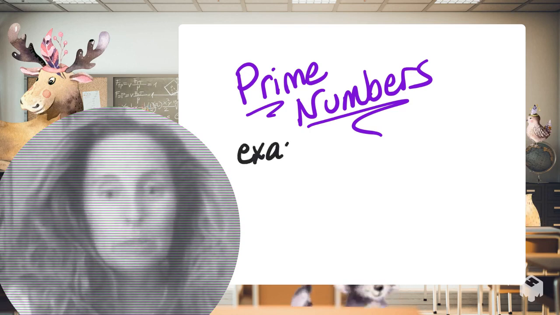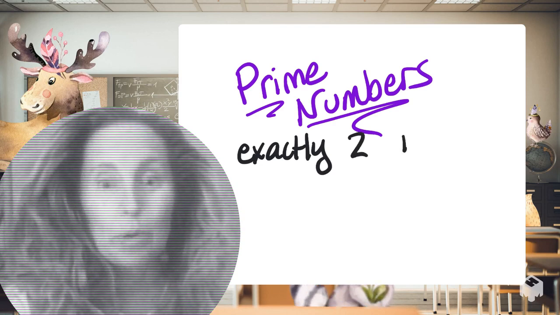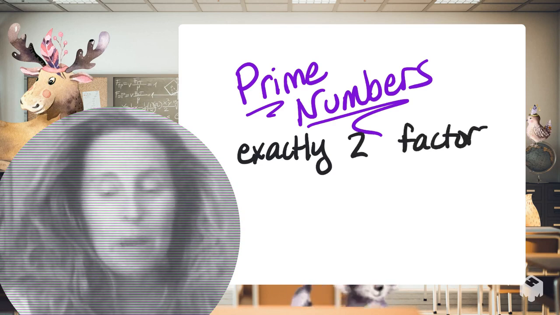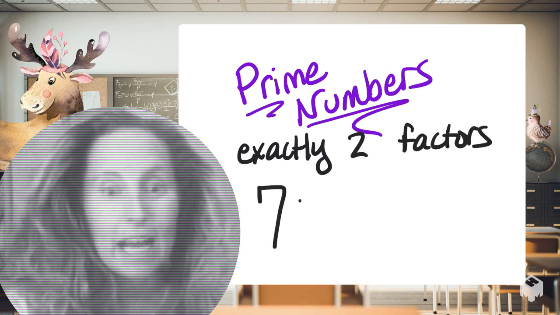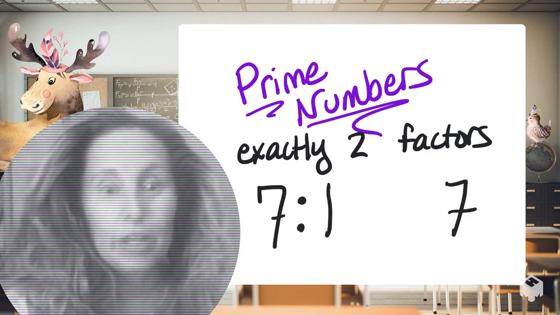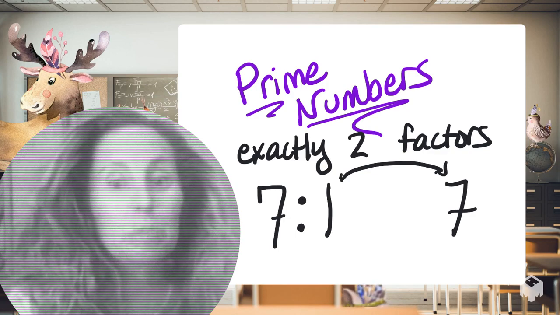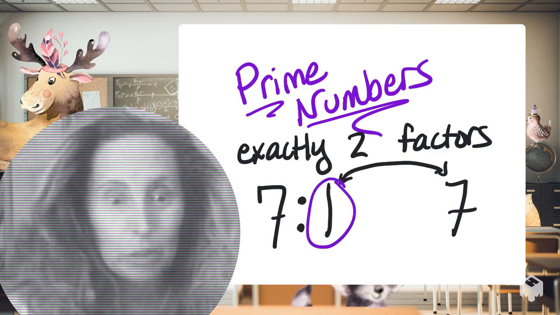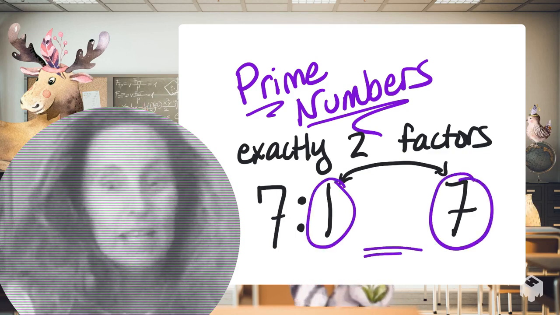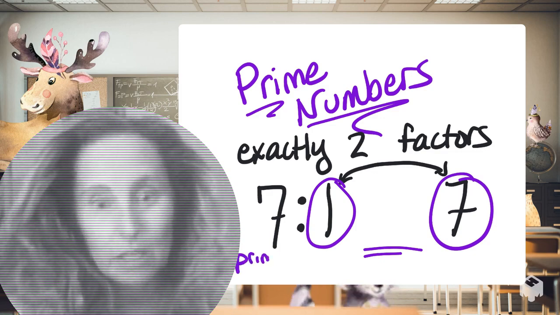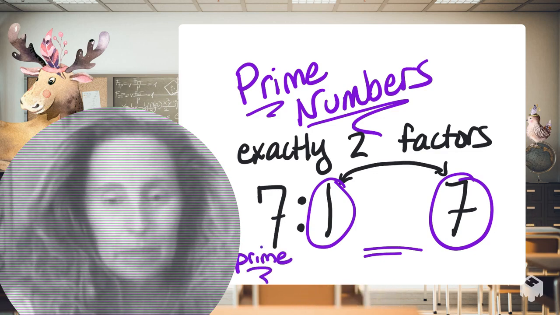We're also going to explore what it means to be a prime number. A prime number is a number that has exactly and only 2 whole number factors. For example, the number 7. The number 7 is prime because you can only get to it by multiplying 1 times 7. That's it with whole numbers. So 7 is a prime number.